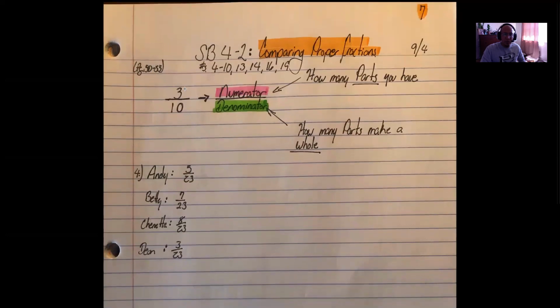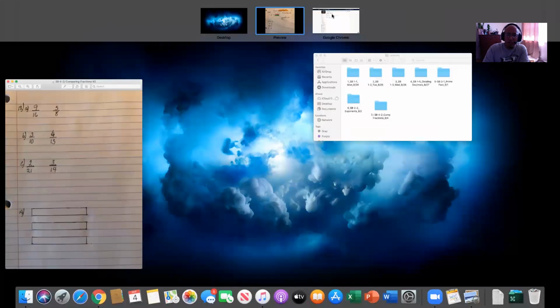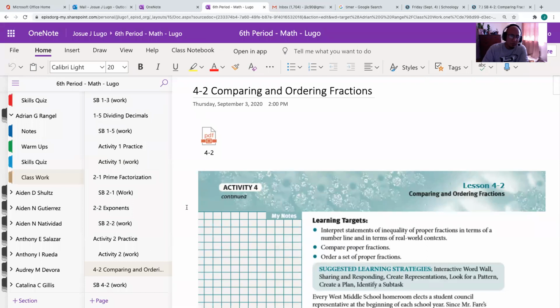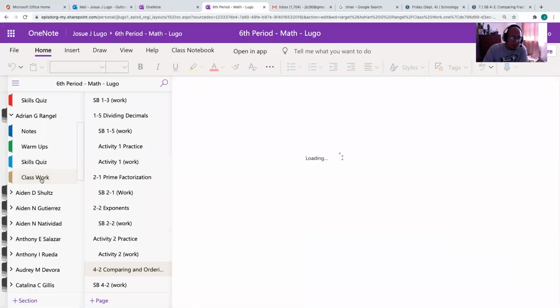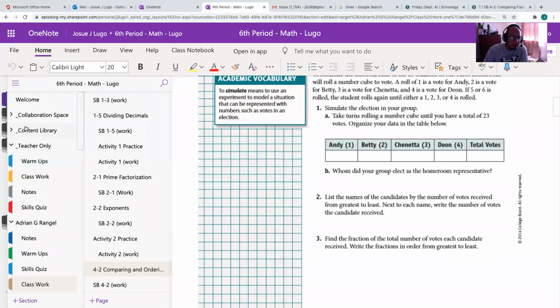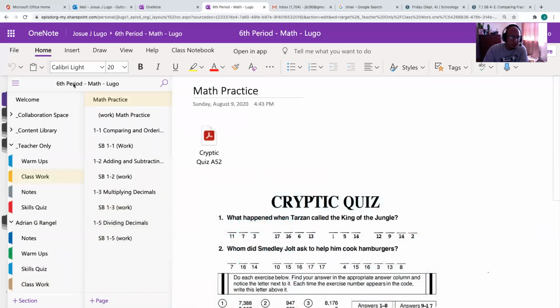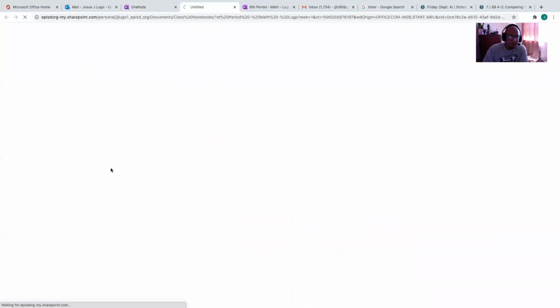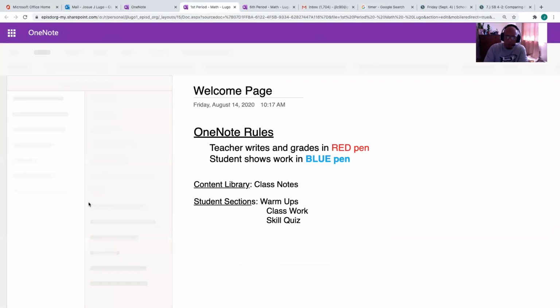So for those of you that don't know exactly where I'm at, you should have your OneNote open. If you haven't, then pause this video and open up your OneNote, go to the classwork tab and then go down to where it says 4-2. And actually, let me open my teacher one. Teacher only, classwork. For some reason, it's not coming up. So let me try a different period. Let's try first period.